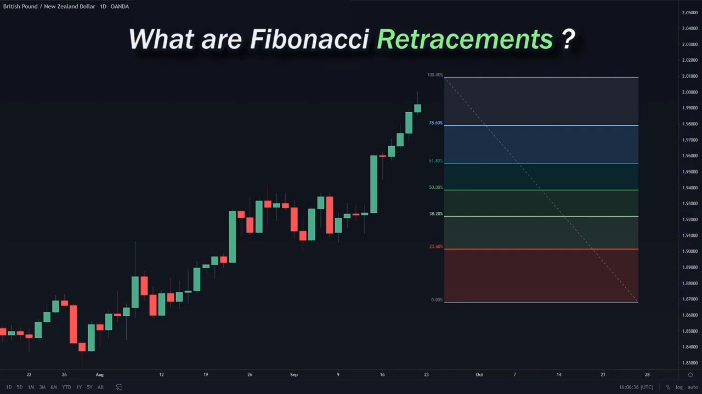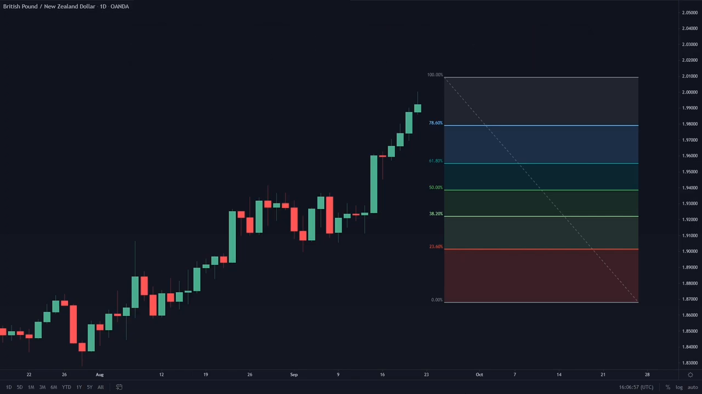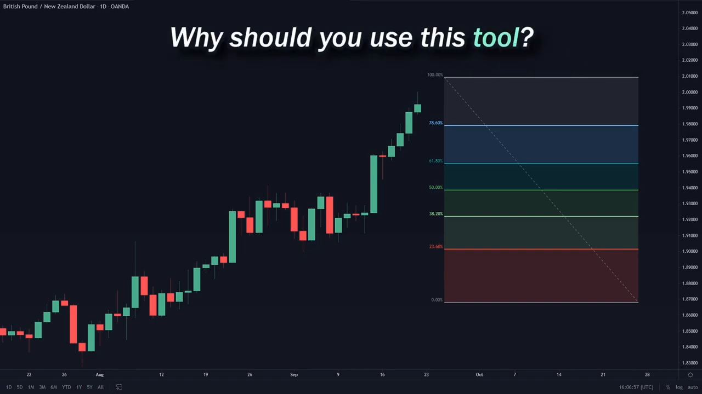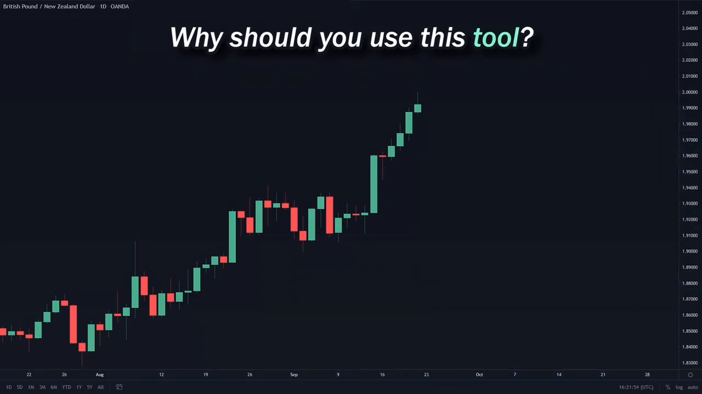What are Fibonacci retracements? Fibonacci retracements are key levels based on the Fibonacci number that let you identify the end of a pullback. And we can generate these levels by using a tool called the Fibonacci retracement tool. Now the question is, why should you use this tool to identify pullbacks? Let me give you a scenario.